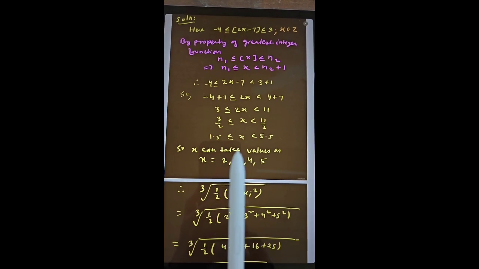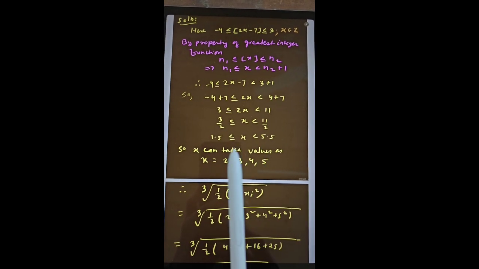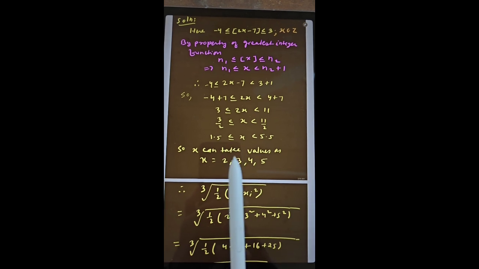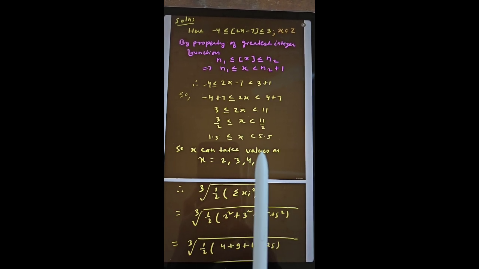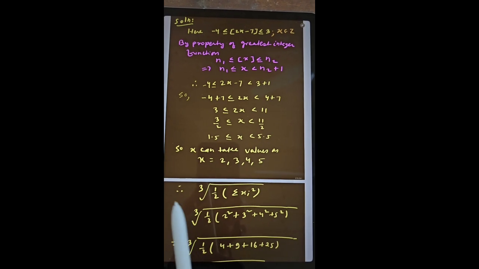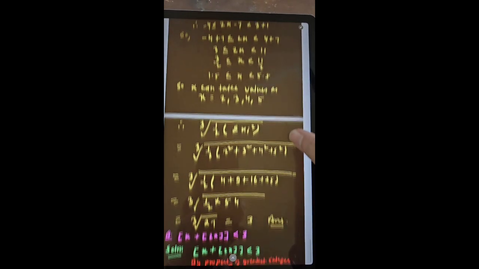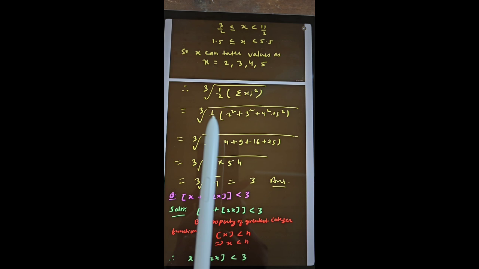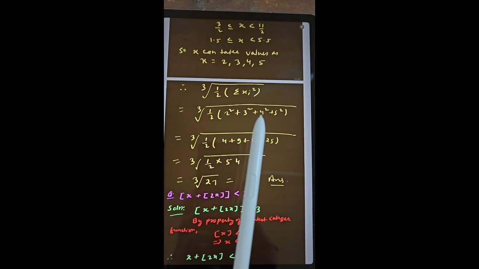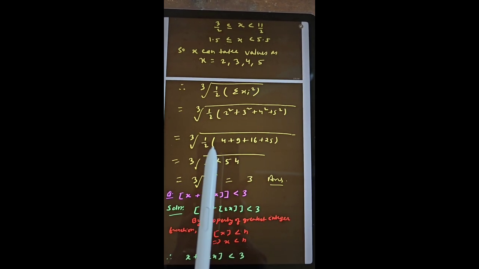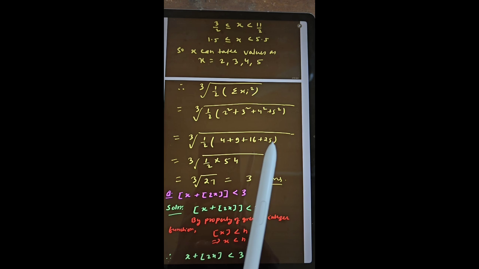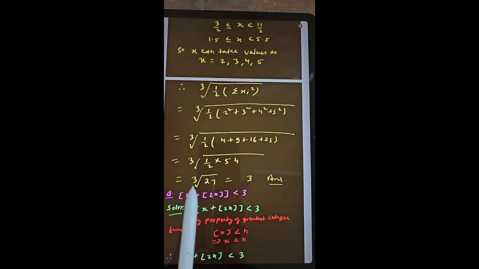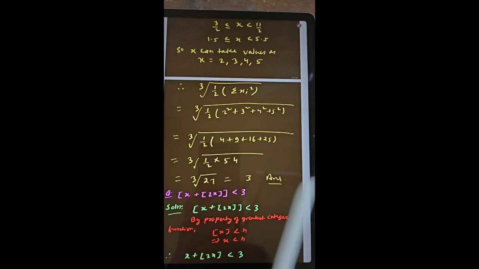So integral values of x in this range, greater than 1.5, will be 2, then 3, then 4, then 5, because it is less than 5.5. So we have got 4 values. Now we will add them. Cube root of half the summation of xi square: cube root of half of 2 square, 3 square, 4 square, 5 square. We will add 4 plus 9 plus 16 plus 25. It will give you 54. Half of 54 is 27, and the cube root of 27 is 3.